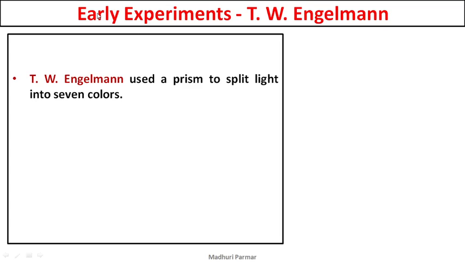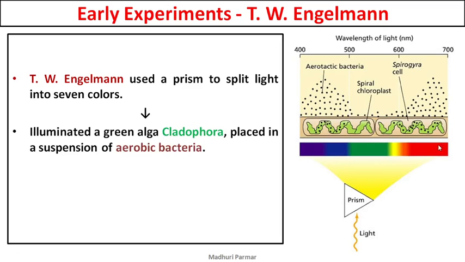Continuing with some early experiments, today what is relevant to the pigments that we will be studying, there was a scientist called T.W. Engelmann. Now this T.W. Engelmann used a prism. I hope you all know what a prism is. It is a triangular pyramid shaped glass object or crystal, which will split the white light into 7 colors. Fine. So he was just experimenting. He took this prism and he shined light on it, and it got split into 7 different colors.